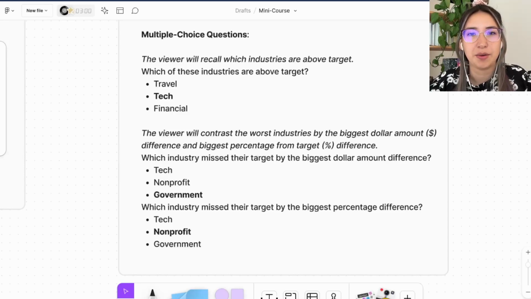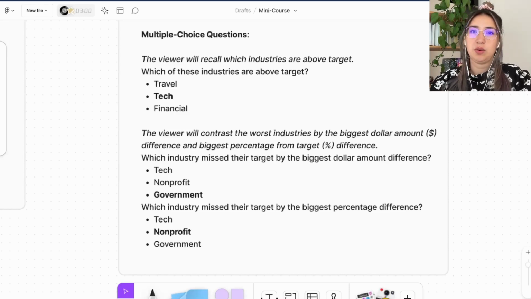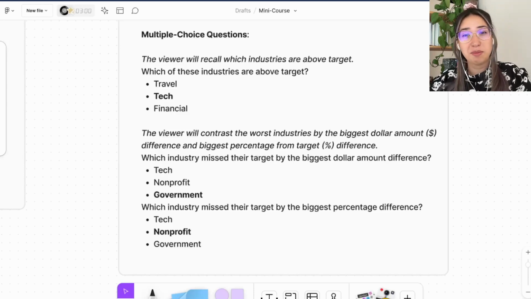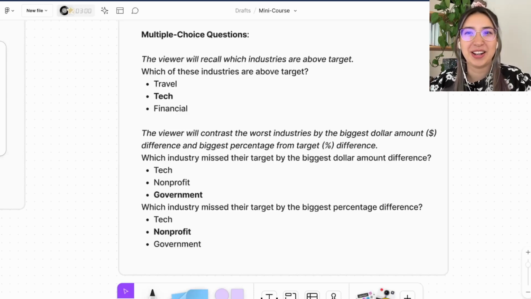Okay, and so for the second learning objective, I actually created two multiple choice questions. One to address the biggest dollar amount difference, and one to address the biggest percentage difference. And so I'm assessing these in two different questions. The industry that missed their target by the biggest dollar amount is government. The industry that missed their target by the biggest percentage difference is nonprofit.